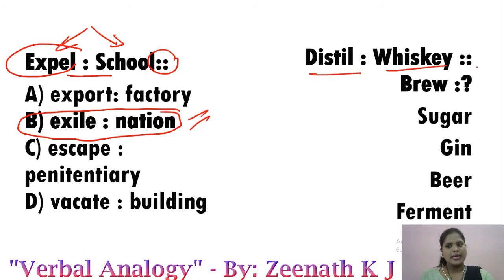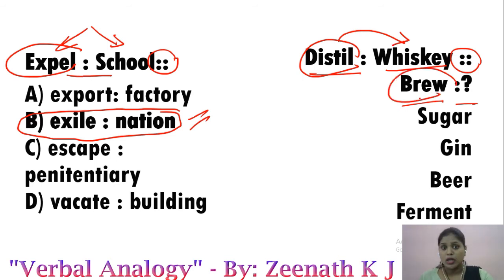Distill is to whiskey as brew is to what? Friends, distilling is the process of making whiskey. Likewise, brewing is the process of making what? Definitely you would know the answer to this question. The answer is beer. The process of making beer is actually called brewing.